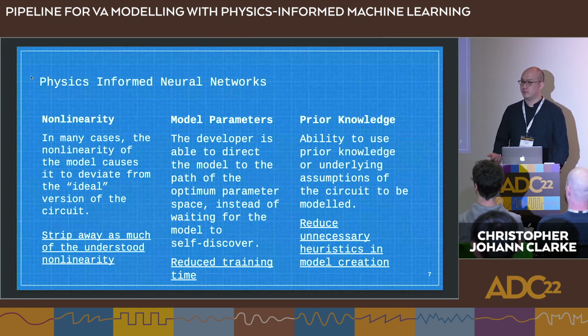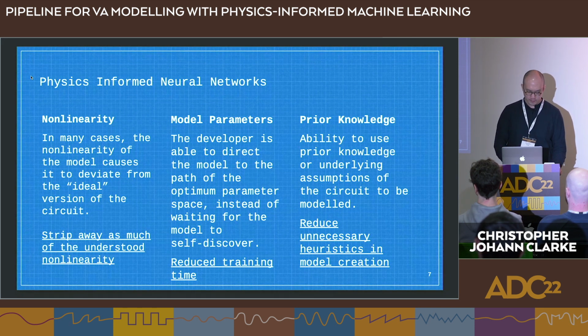How does this help us, right? Well, there's always some nonlinear behavior that separates the real-world circuit from the ideal version of the circuit. In a way, the physics model helps us to strip away as much of the understood linearity, and also nonlinearity a bit of it, right? The physics model also provides a way for the person training the model to guide the model towards the optimum parameter space instead of relying on self-discovery through optimization methods.